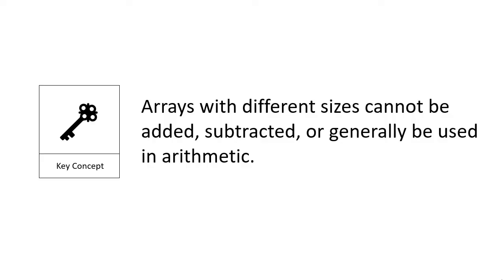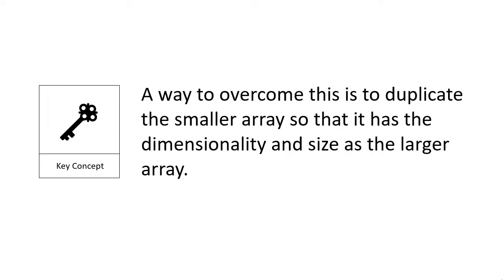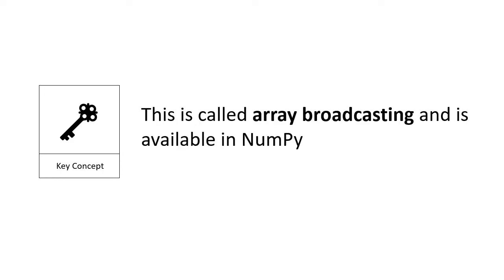Hello, welcome back. On to Numpy array broadcasting. Arrays with different sizes can't be added, subtracted, or generally used in arithmetic. A way to overcome this is to duplicate the smaller array so that it has the dimensionality and the size of the larger array. This is called array broadcasting, and it's available in Numpy when performing array arithmetic, which can greatly reduce and simplify your code.